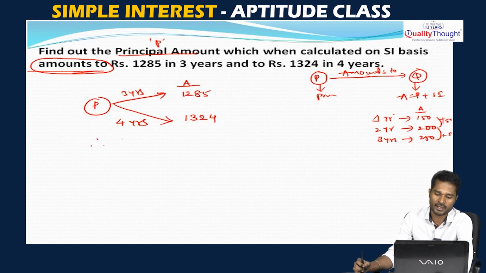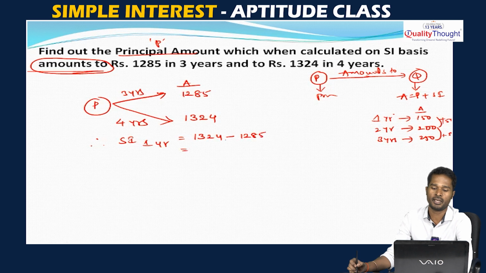Now, from this I can calculate the simple interest for 1 year. So, the simple interest for 1 year is 1324 minus 1285, because the total amount for 4 years is 1324 and for 3 years is 1285. So, 14 minus 5 is 9, 11 minus 8 is 3. So, 39 rupees is the simple interest for 1 year. Now, we need to calculate the value of P.